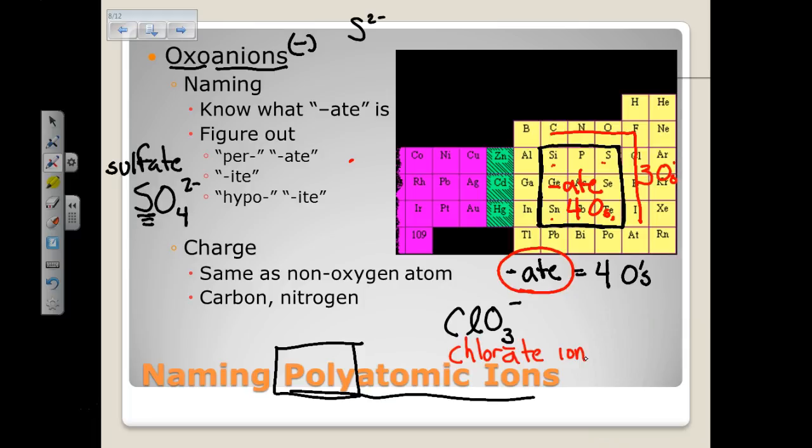So the names from here, we can figure out. If you have the prefix per with the ending ate, that means that we have 1 more oxygen than the ate ending. Hyper, if somebody is hyper, they are above and beyond. That's where that per comes from. So we're saying that it has more above and beyond the ate, and it's 1 more oxygen. Now ite is 1 less oxygen.